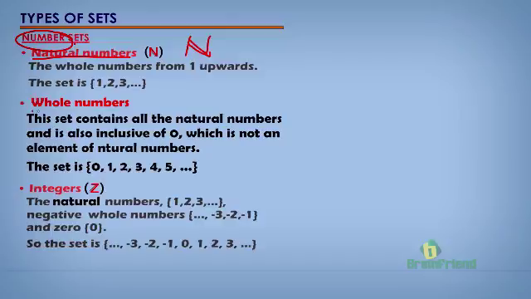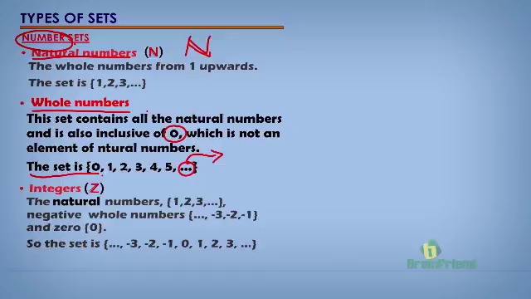The next set of numbers that we have are the whole numbers. The whole numbers contain all our natural numbers, inclusive of 0, which was not originally in our natural numbers. So, the set of whole numbers is the set that has elements 0, 1, 2, 3, 4, 5, and of course, to infinity.